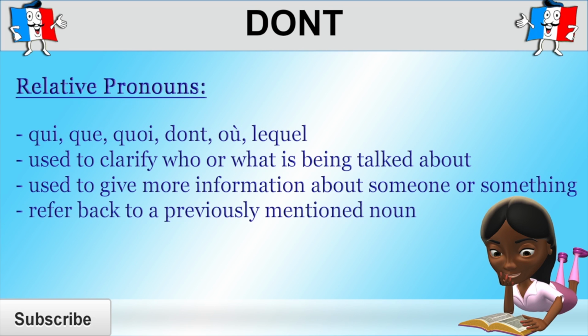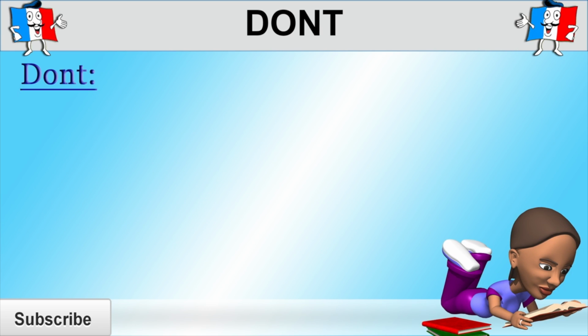Relative pronouns refer back to a previously mentioned noun, and the last thing you need to know about relative pronouns is that they are always used to link two clauses together. In other words, relative pronouns enable you to make longer sentences rather than many short ones that would only contain one verb each. Now let's have a look at dont in more depth.